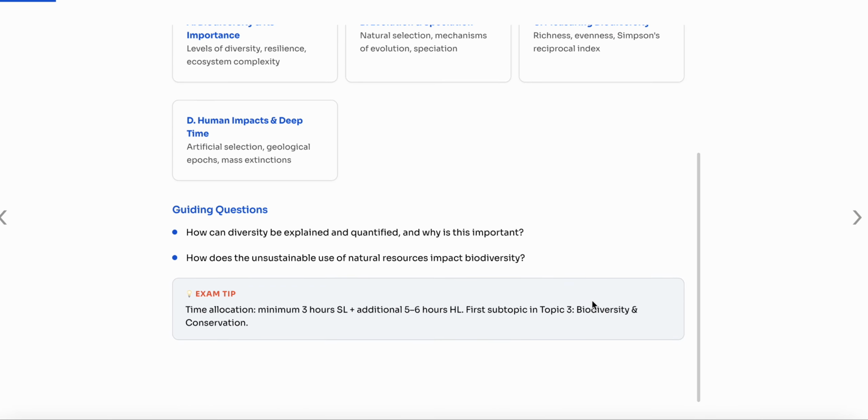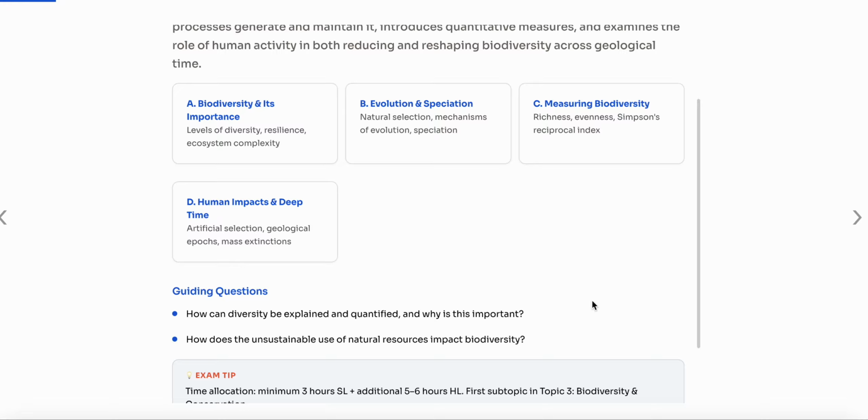Mostly this topic discusses this guiding question: how diversity can be explained and quantified, and why it is important in the first place, and how does the unsustainable use of natural resources impact biodiversity.